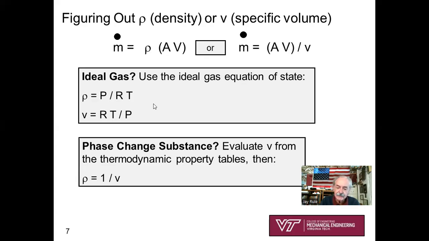How about a phase change substance? How about steam or refrigerant? Or even a propane flow, a flow of propane gas going into your gas grill. Well, you're going to need to go to your thermodynamic property tables and figure out specific volume using tabular values, and rho is simply the reciprocal, 1 over the specific volume. So there are no hard and fast rules for rho or little v; it depends on your substance.